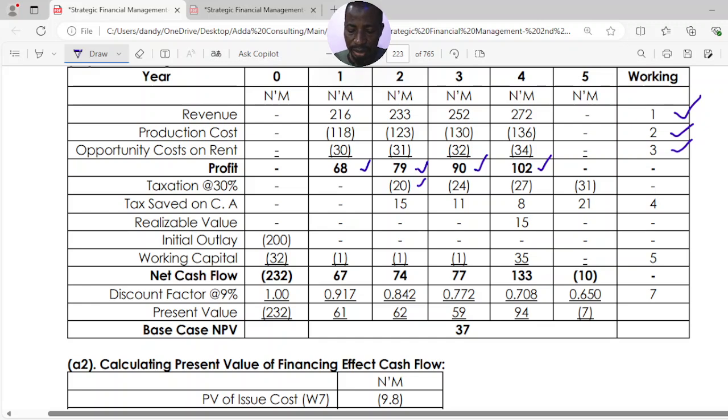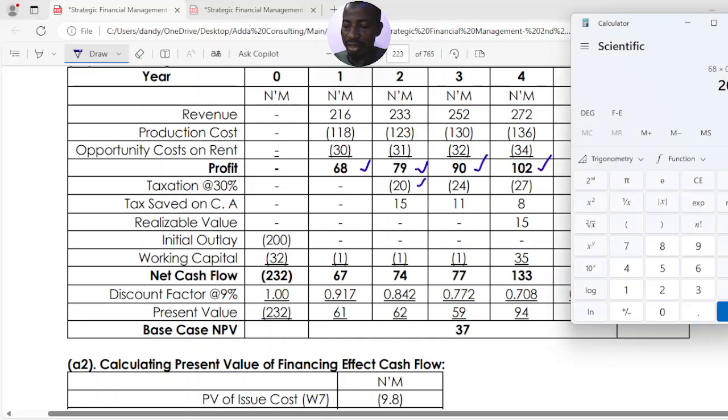I will do the same thing for the second year profit of 79 multiplied by 0.3. So that's what gives us 24. That's this 24. We know you are not going to put it in year 2. Rather, it will be 1 year after, which is year 3. Then the profit of year 3, which is 90 million. So 90 million multiplied by 0.3. That gave us 27. That 27 will be paid in 1 year after, which is in year 4.